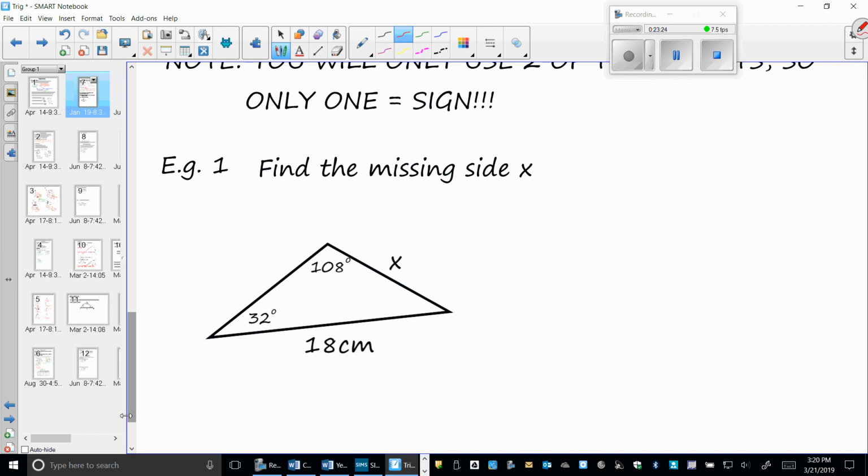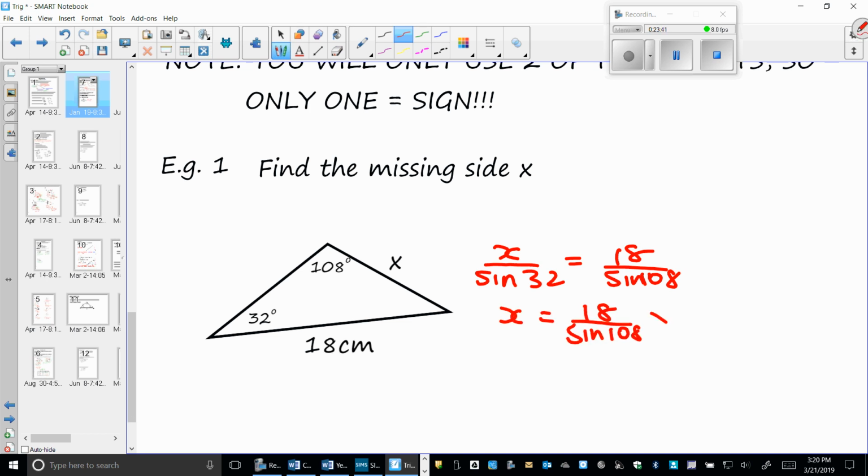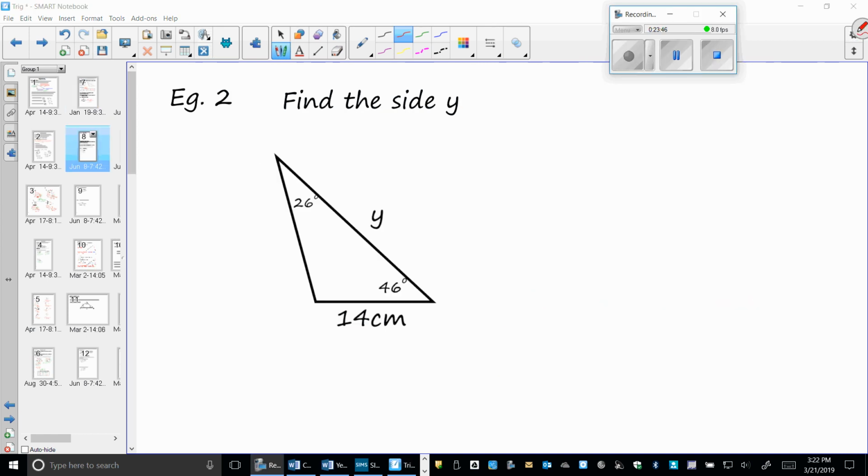So here's our question. We've got x is what we're trying to find. So we have x over sine 32 is equal to 18 over sine 108. Then rearrange to get x on its own and put it in the calculator.